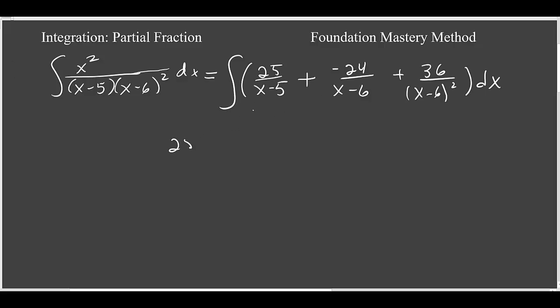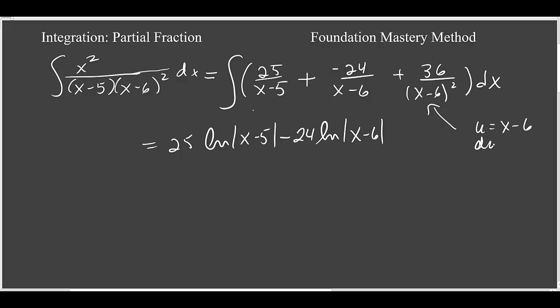So this first term will be 25 times the natural log of the absolute value of x minus 5. This term here will have an antiderivative of negative 24 times the natural log of the absolute value of x minus 6. And now for this piece right here, we'll just do a little u substitution off to the side. If we let u equal x minus 6, then we have that du equals dx, and what we're then integrating is 36 over u squared.